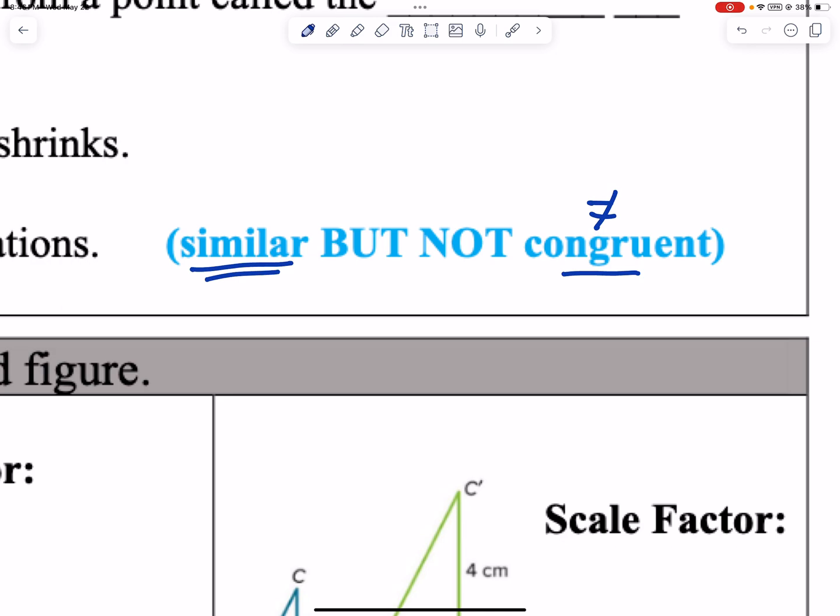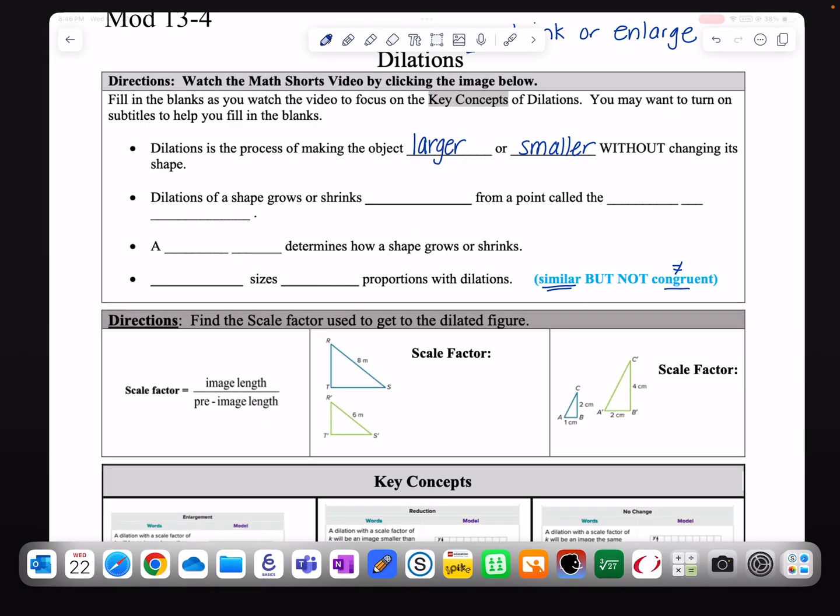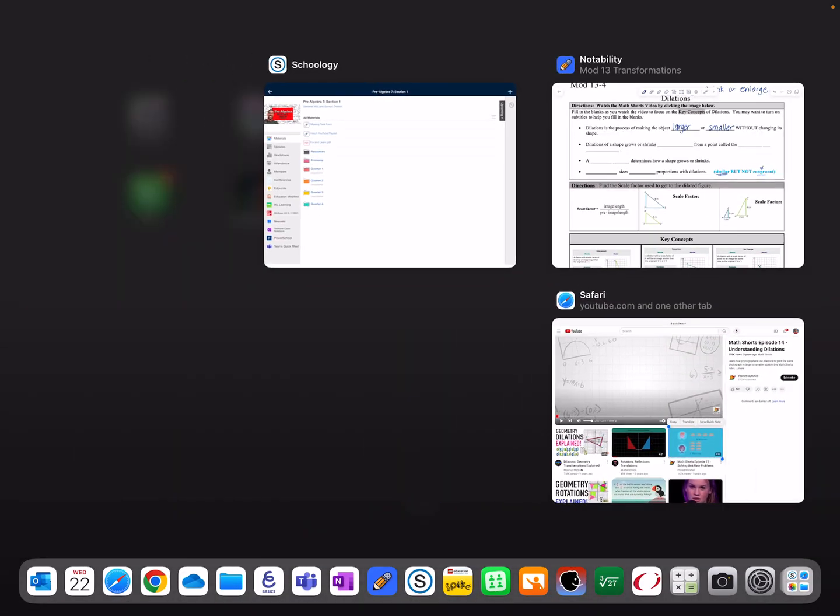All right. Let's go ahead and take a look at the next one. It says dilations of a shape grows or shrinks blank from a point called the blank blank blank. Let's wait on that one. A blank blank determines how a shape grows or shrinks. You know this, but let's wait for the video. Blank sizes, blank proportions with dilations. We'll wait on that one as well. Let's head to a video and try to fill in some of these spots.